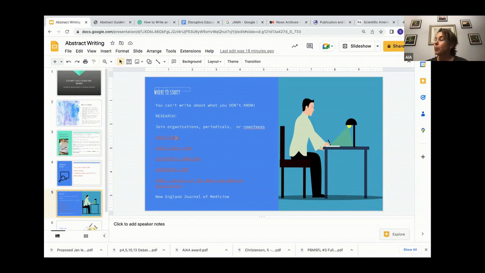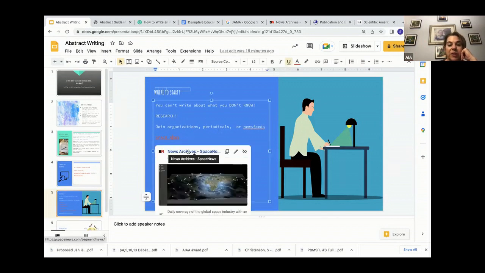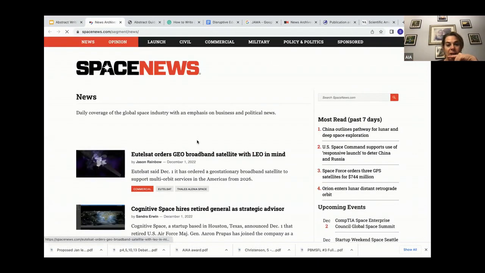That's one way. But you can also subscribe to these newsletters or news feeds, and they'll just pop into your email. You can say, I want to subscribe to one a week or one a day, and give some time to seeing what's going on in the news or in those fields. So for example, this one is Space News.